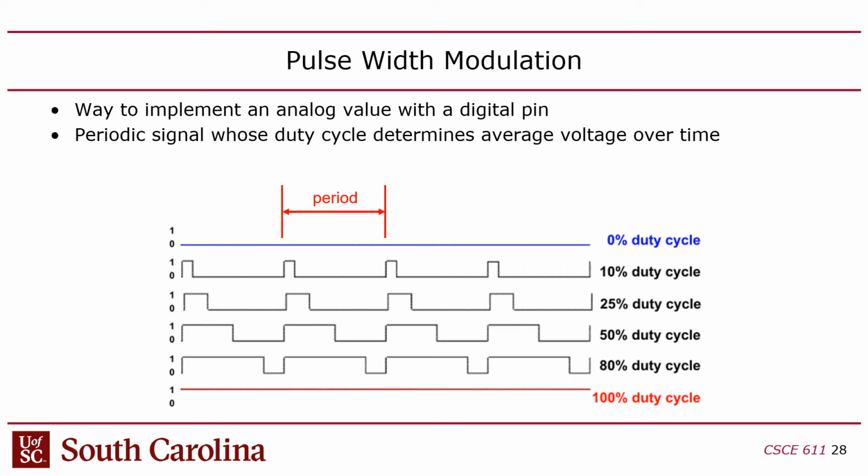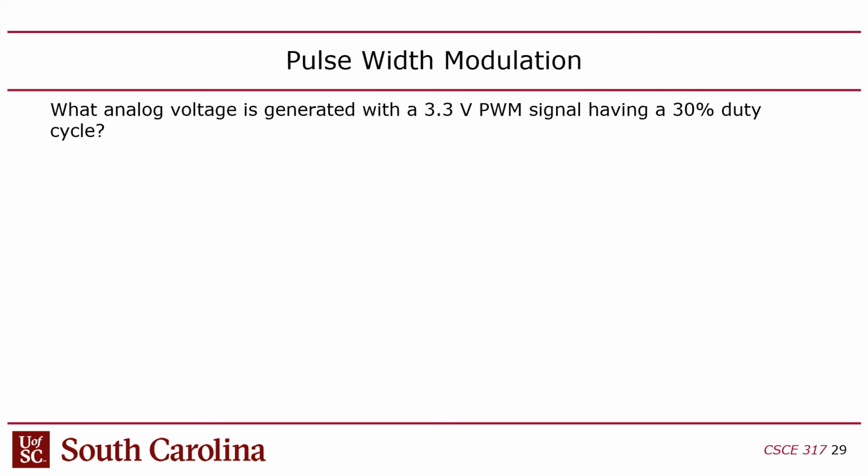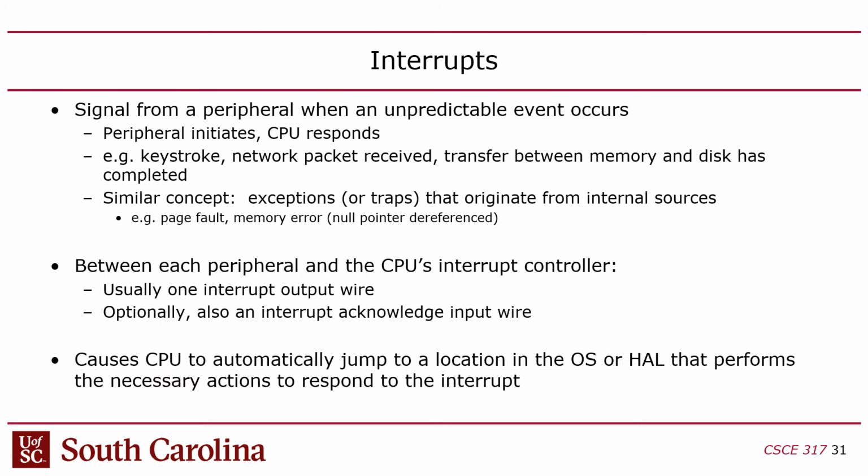Any questions about that? Okay, there's not much else to say about PWM. So here's an example question. What analog voltage is generated from a 3.3 volt PWM signal having a 30% duty cycle? It's basically 3.3 times 0.3, which is 0.99, right?